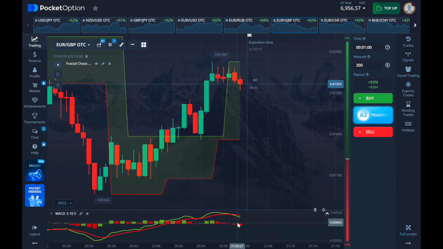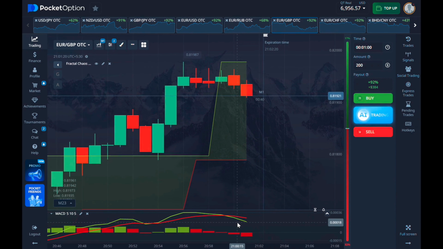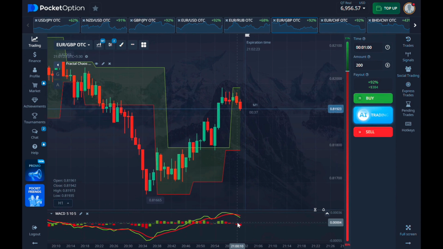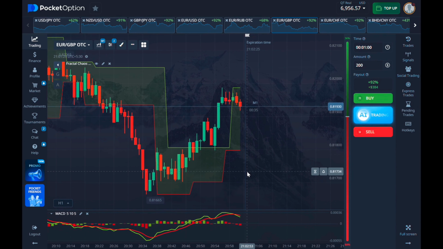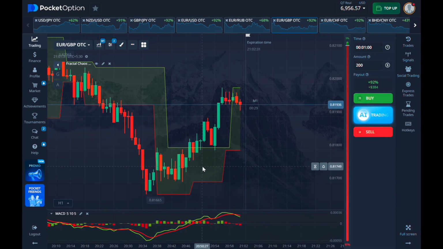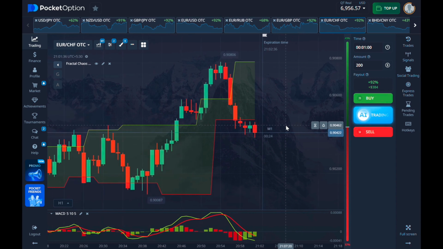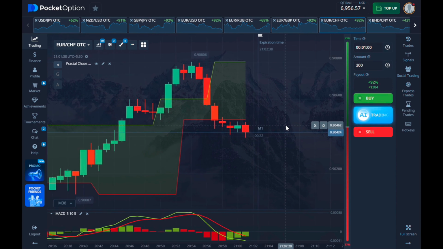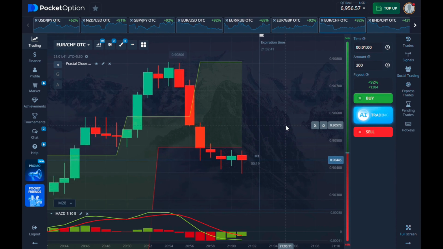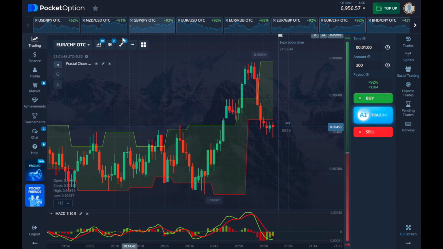Now let's carefully see what the MACD indicator is showing us. It's indicating that the market could potentially go downward from here, so we are not getting confirmation from this indicator. That means we absolutely shouldn't place a trade here as it could be very risky. So let's open another chart. Okay, this one is also showing a downtrend. So let's open one more chart.